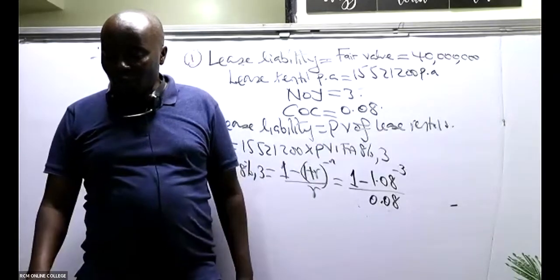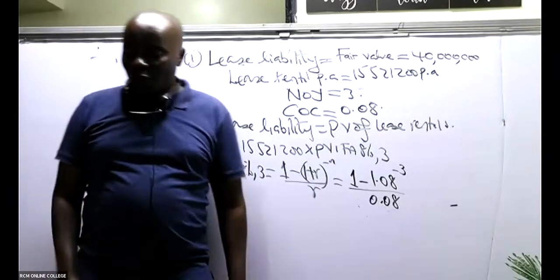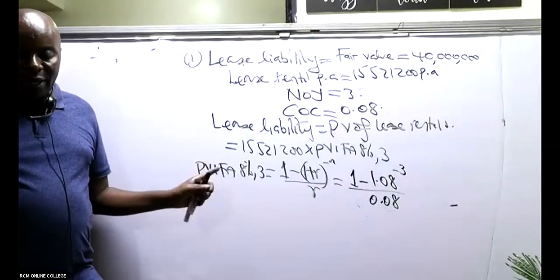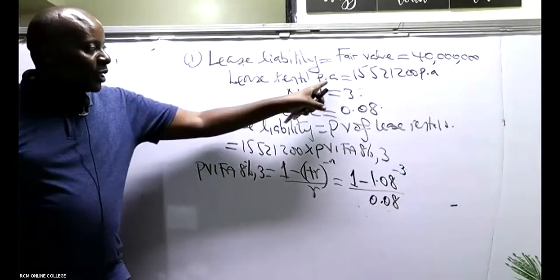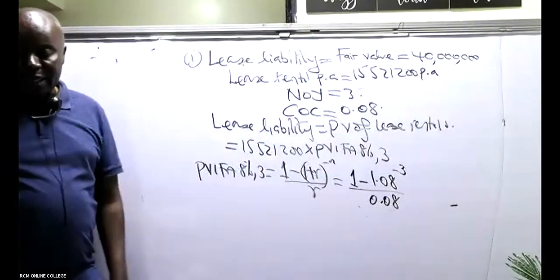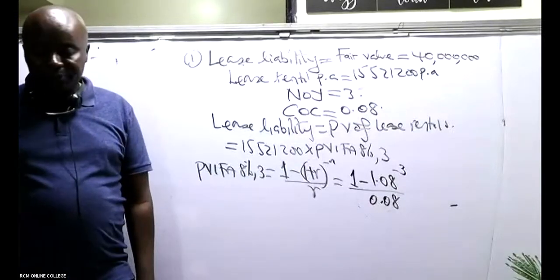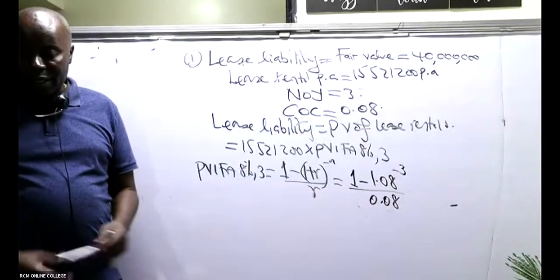So is there somebody who is able to give us this answer for PVIFA, the present value interest factor of an annuity? Remember, this figure is an annuity because it's a per annum figure. So somebody who is able to give me this PVIFA: 2.5771.